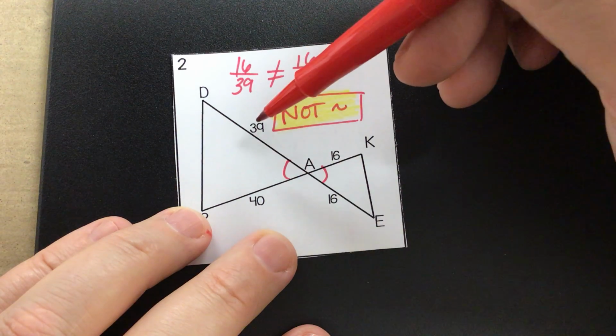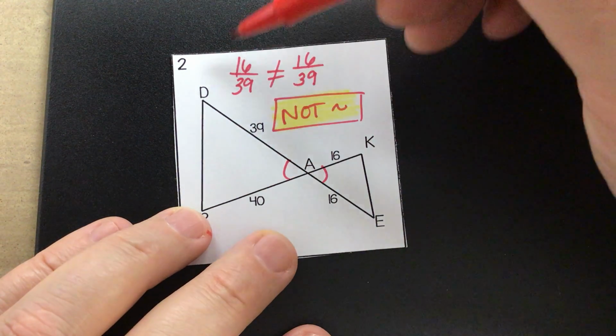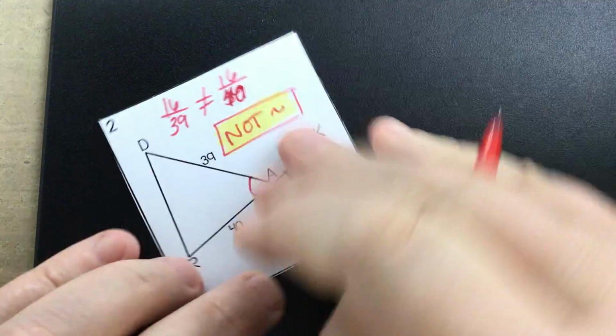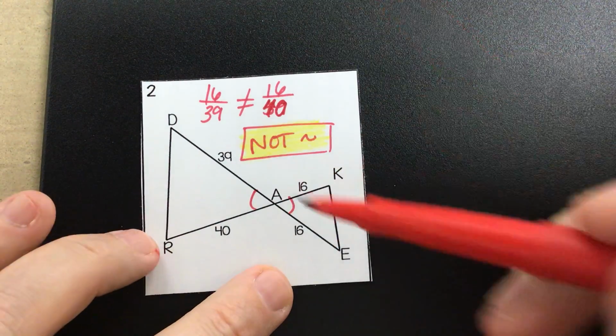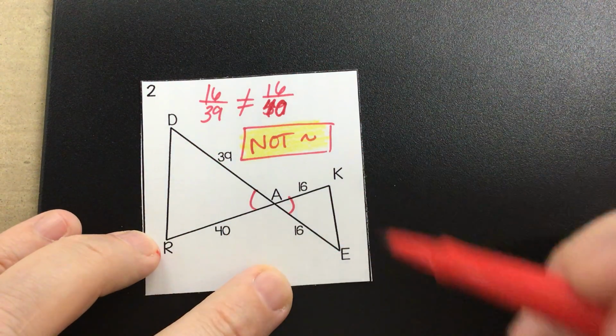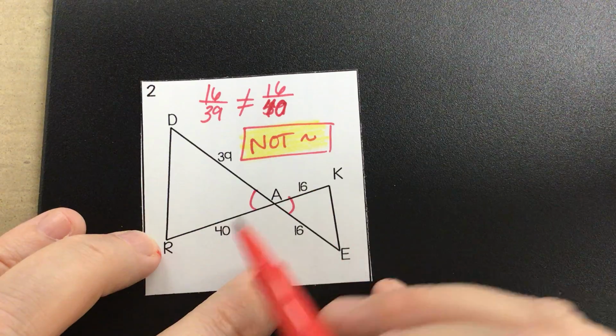16 over 39 is not the same as 16 over 40. Look up here, they are not equal. I should put 40 here. I put 39 twice, my bad. So again, 16 over 39 is not the same as 16 over 40. So again, these are not similar. The picture looks like it should be, but again, these ratios are not the same.